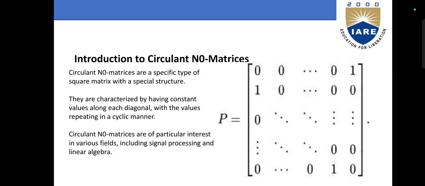Introduction to circulant matrices. Circulant matrices are a specific type of square matrix with a special structure. They are characterized by having constant values along each diagonal, with the values repeating in a cyclic manner. Circulant matrices are of particular interest in various fields including signal processing and linear algebra.